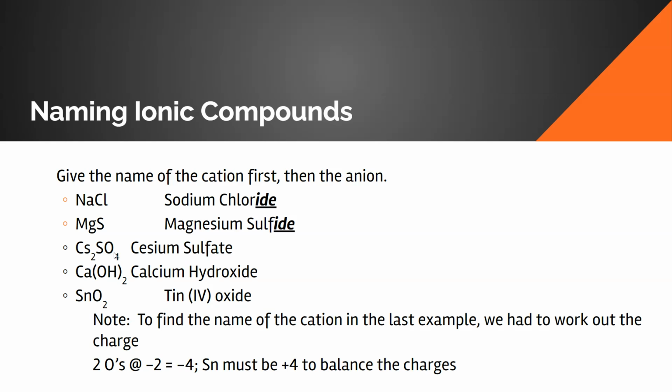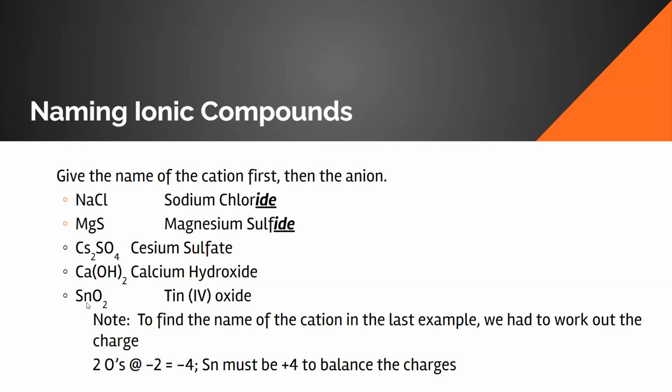This formula would be called cesium because Cs is cesium, and SO4 is sulfate. So it would just be cesium sulfate. Ca is calcium, OH is hydroxide from the polyatomic ion chart, so this is calcium hydroxide. Sn is tin, and O is oxygen, and oxygen becomes oxide, so this is tin oxide.